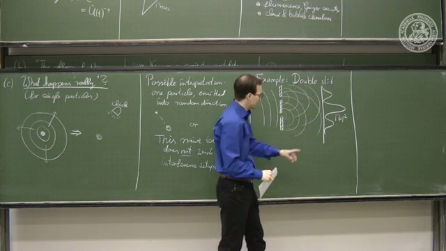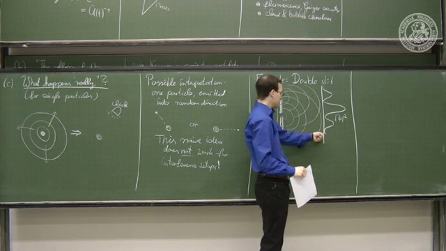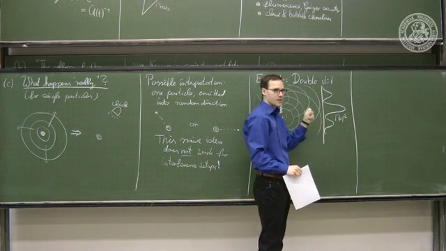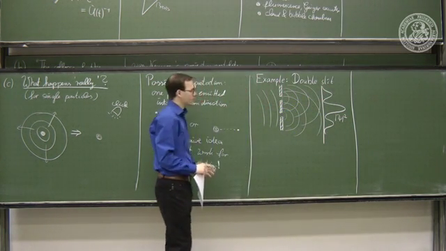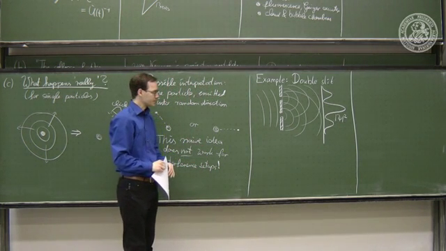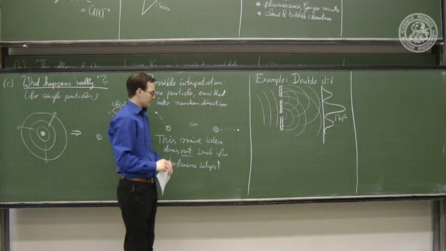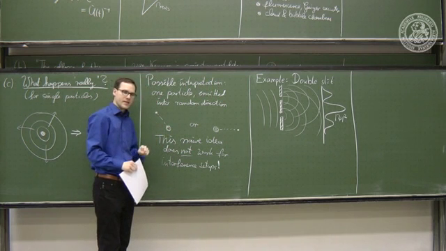So that would be a plot of psi squared, the probability density, just at the position of the screen along this axis. Okay, so that's the quantum description. And now we go back to our naive idea.